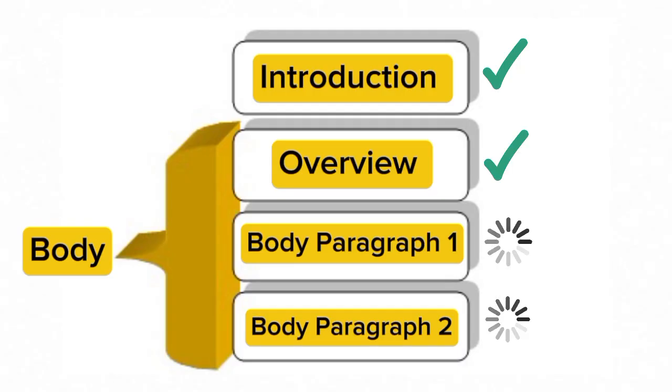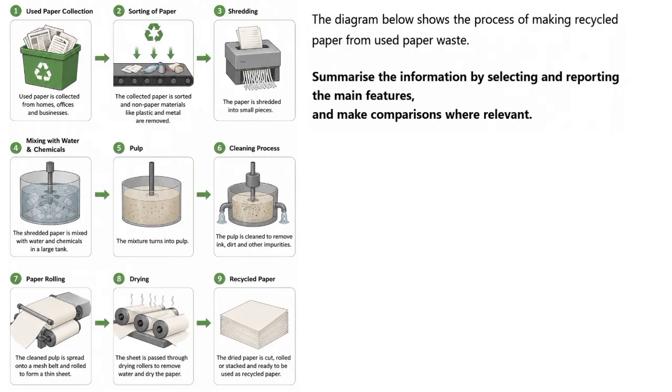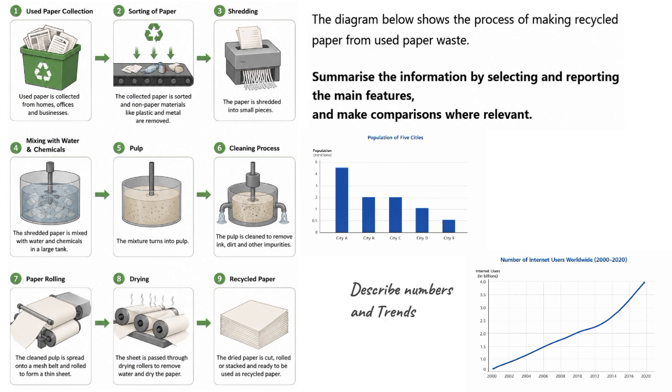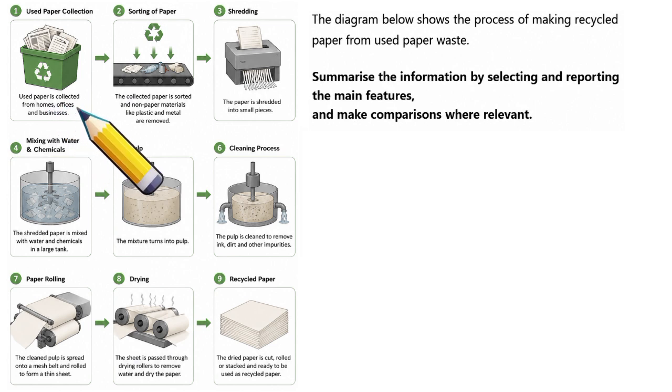Now let's move on to the specific features. Unlike charts and graphs where we describe numbers, process diagrams require us to explain each stage step by step. It is important to describe the stages sequentially. In other words, you should follow the same order as the diagram. Now let's examine the first stages of the process.